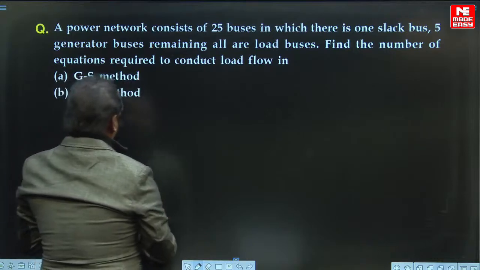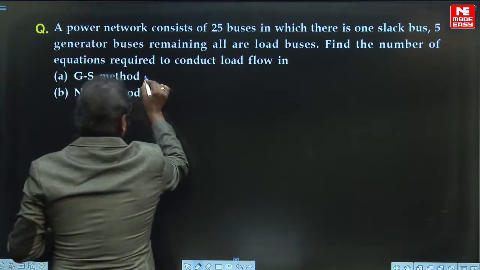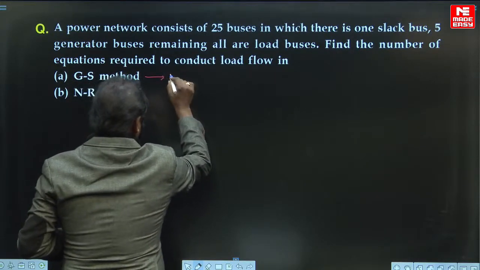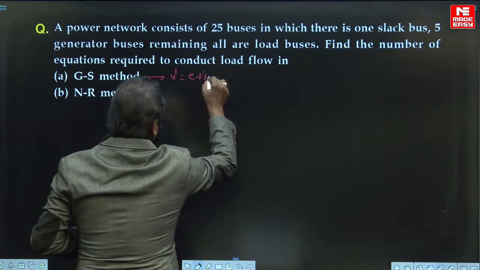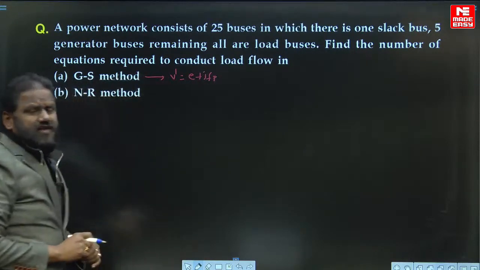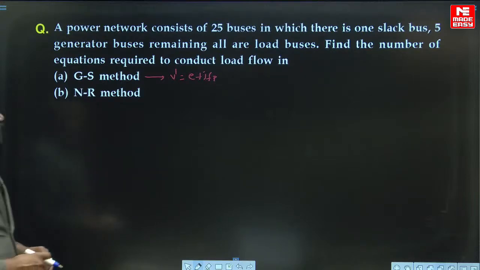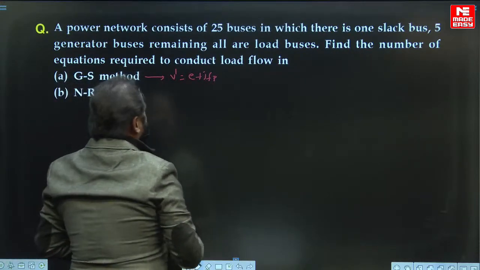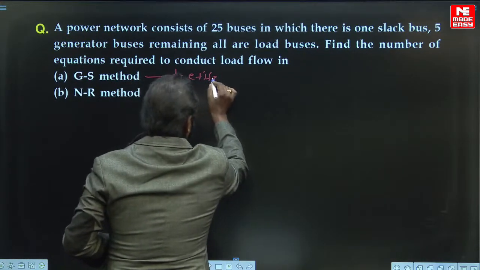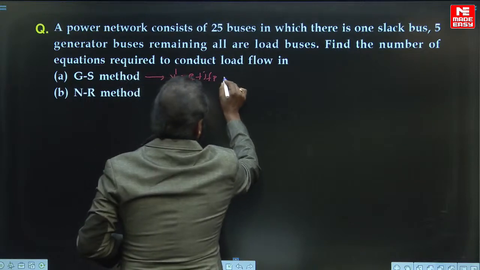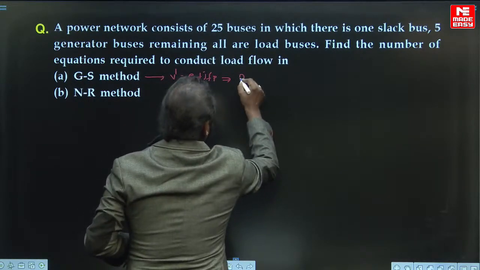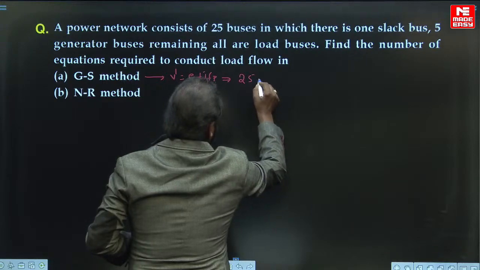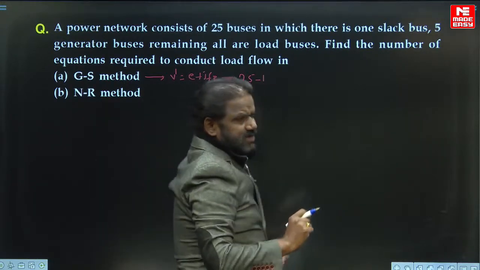Now, in the Gauss-Seidel method, listen carefully, V dash equal to E plus jF, in a rectangular form that you are getting the solution. In the rectangular form you are getting the solution, which means one equation is sufficient per bus. Therefore, how many buses are there? 25.